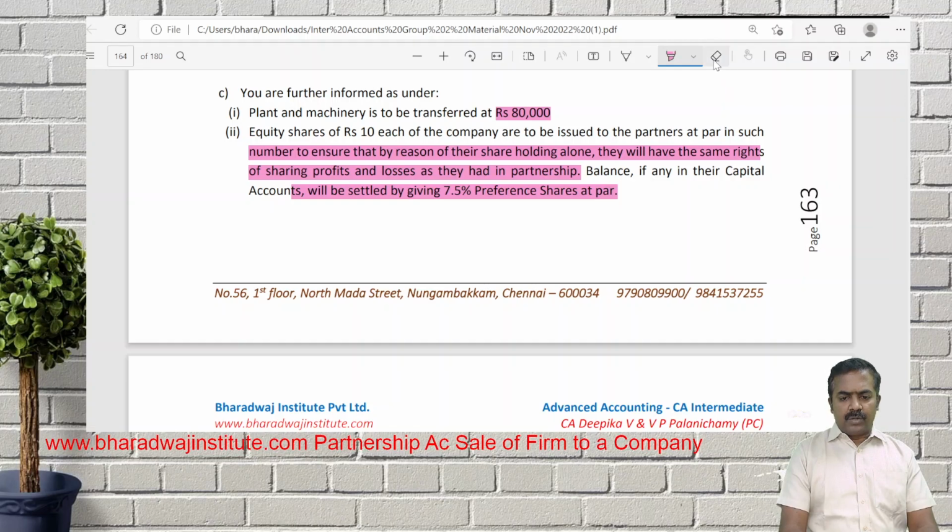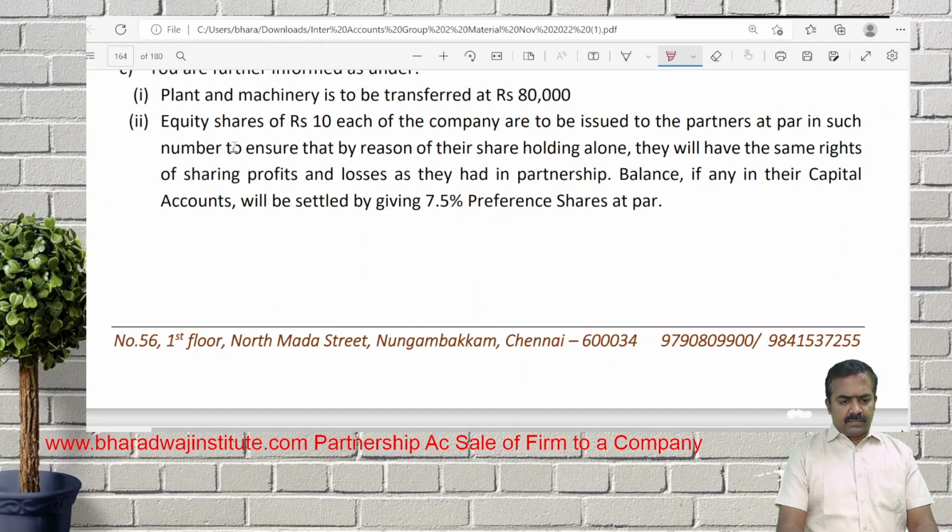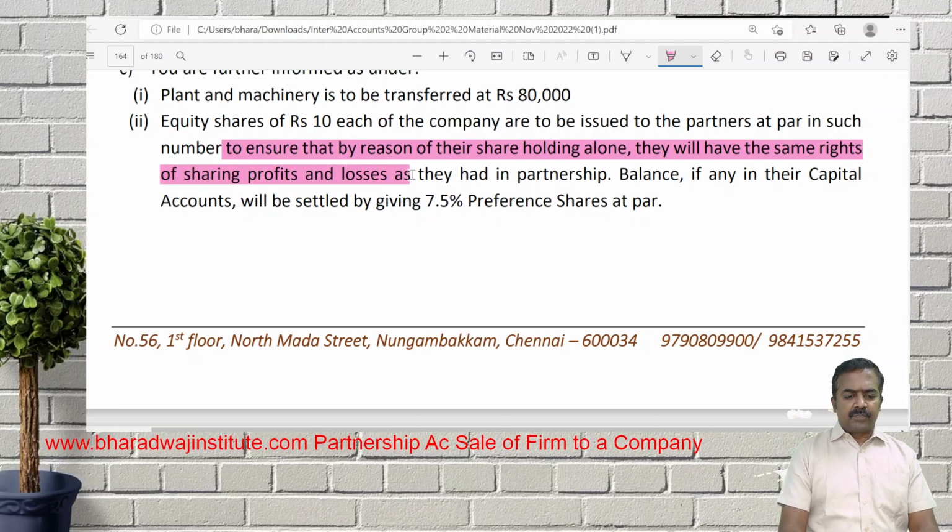It is mentioned in the problem. Look at point number 2 once again. To understand better, look at the point number 2 once again. என்ன கொடுத்திருக்கான்? To ensure that by reason of their shareholding alone, they will have what? Same rate of which ratio? Profit and loss as they had in partnership.